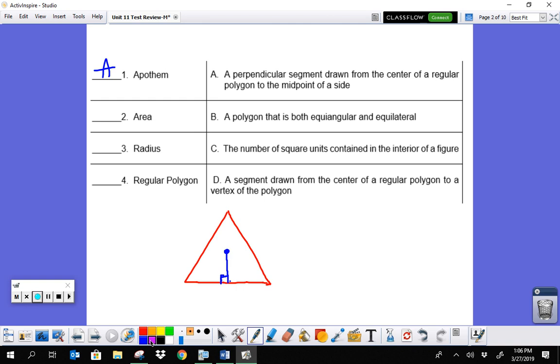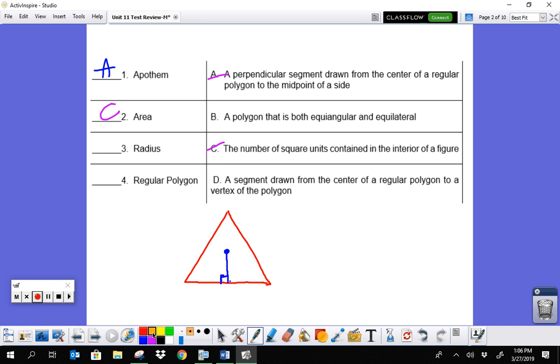Area, that's going to be everything that's inside your shape. Okay, perimeter is around the outside, area is everything inside. So if you look at C, it says the number of square units contained in the interior of a figure. That's going to be our area. That's everything inside your figure.